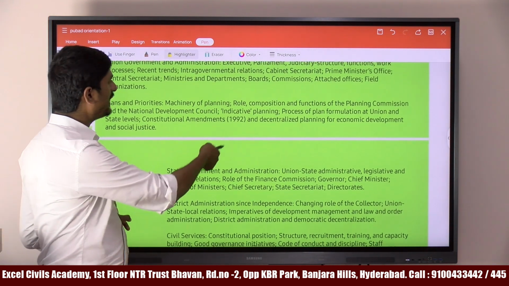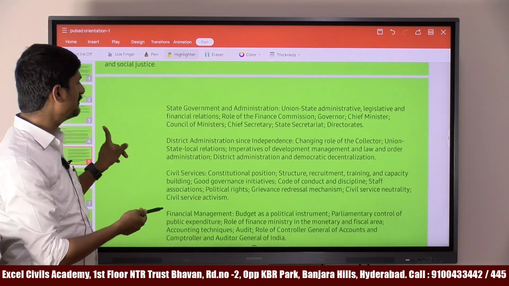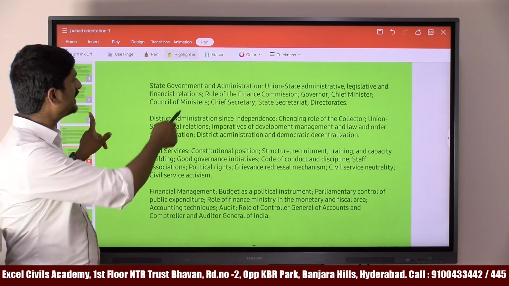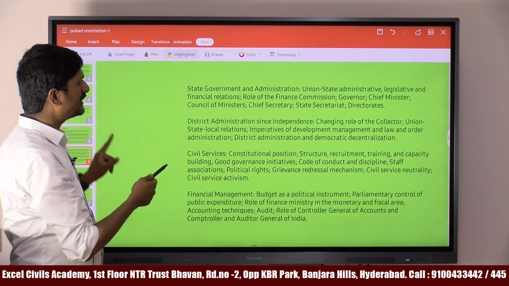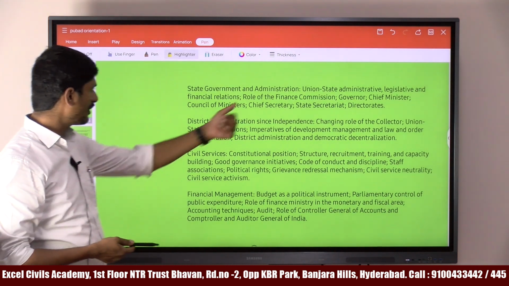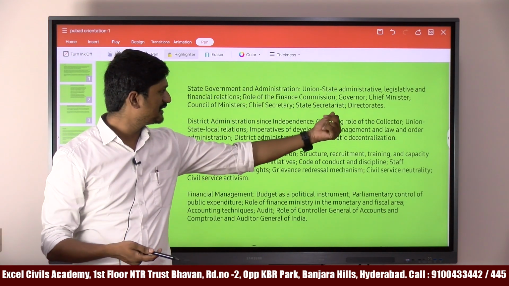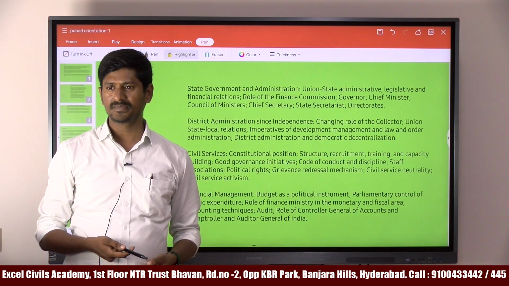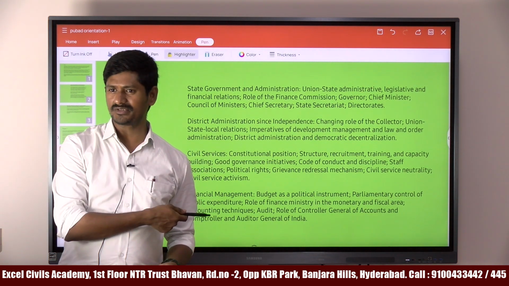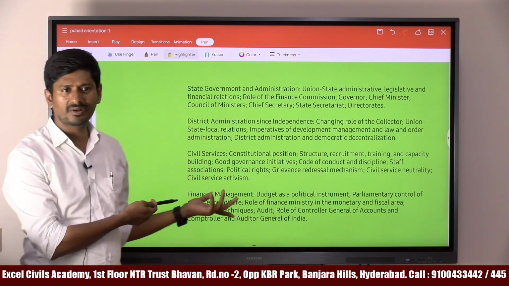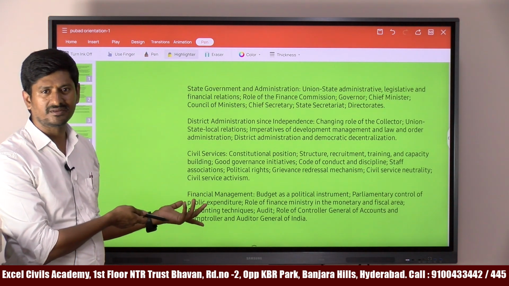So how the planning process has changed after liberalization, privatization and globalization. State government, union-state administrative and legislative relationships, role of the finance commission, governor, chief minister, council of ministers, chief secretary, state secretariat, directorates. Look, whatever you learn in general studies, almost the same concepts are there in public administration also.